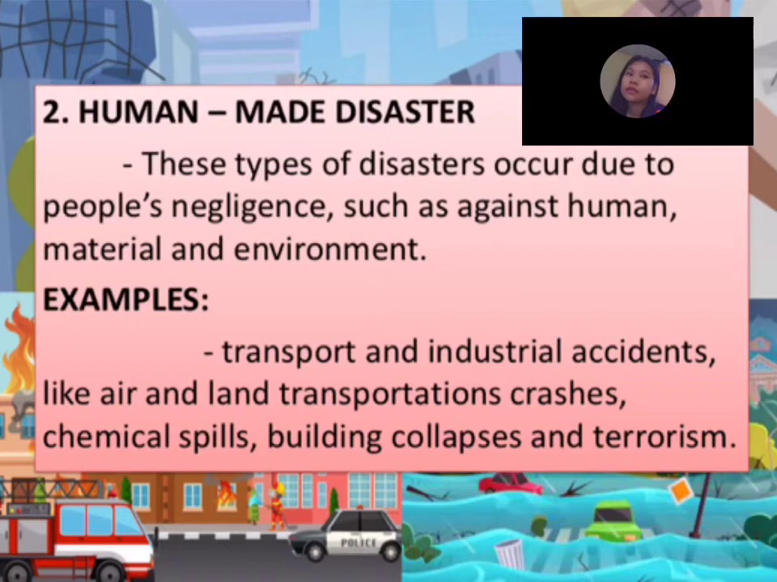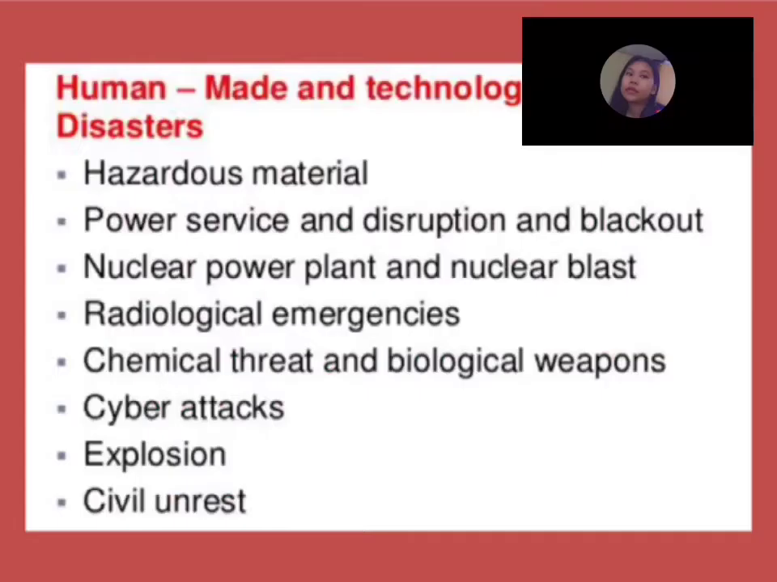The second one is the human-made disaster. These types of disasters occur due to people's negligence, such as against human, material, and environment. Human-made disaster can be an accident or intentional. Examples of these are transport and industrial accidents like air and land transportation crashes, chemical spills, building collapses, terrorism, and many other.